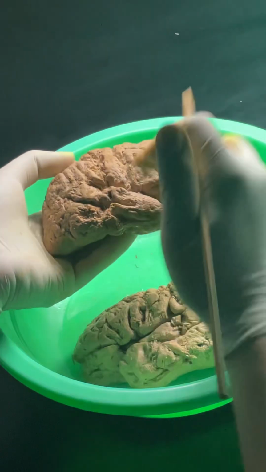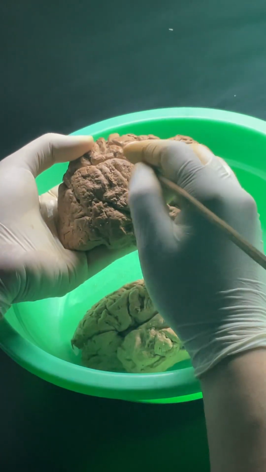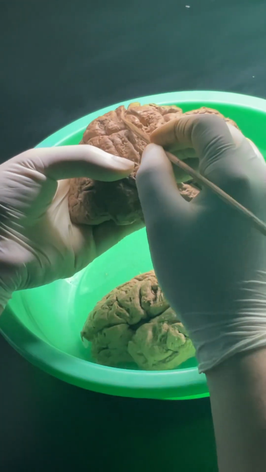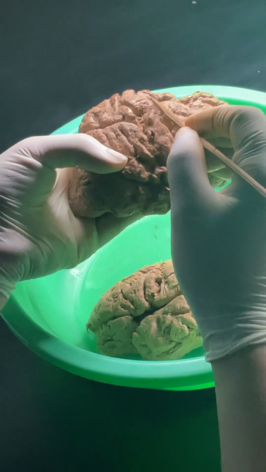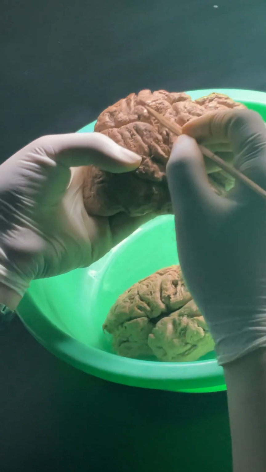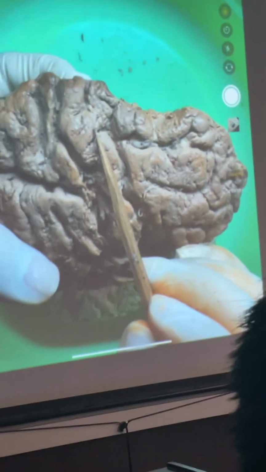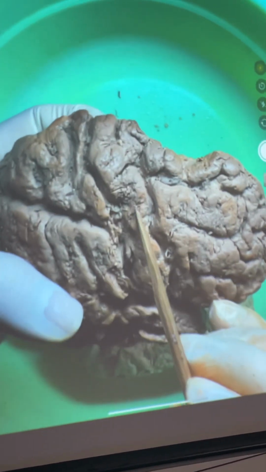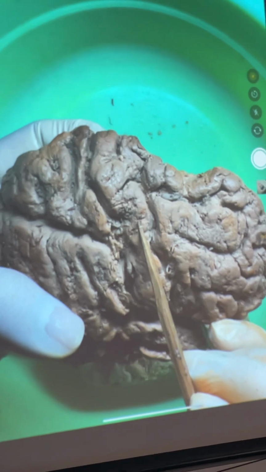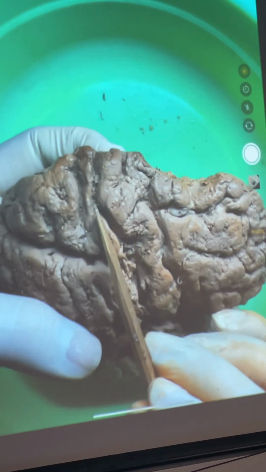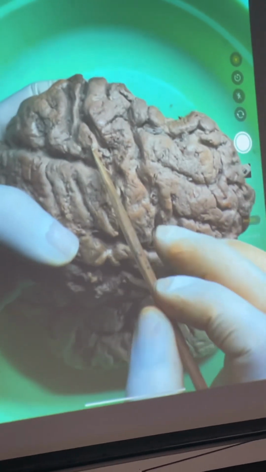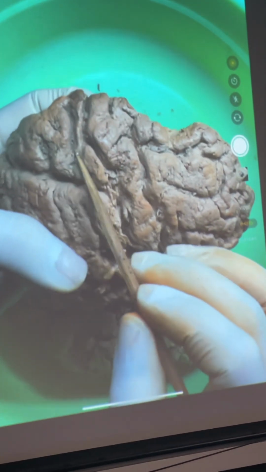When there is a sulcus, there is a gyrus. This is the post-central sulcus, this is the pre-central sulcus, and this is the central sulcus of Rolando. So this must be the pre-central gyrus, and this is the post-central gyrus. Do you see it? Yes. Now, I know that there are a lot of sulcus and gyri.